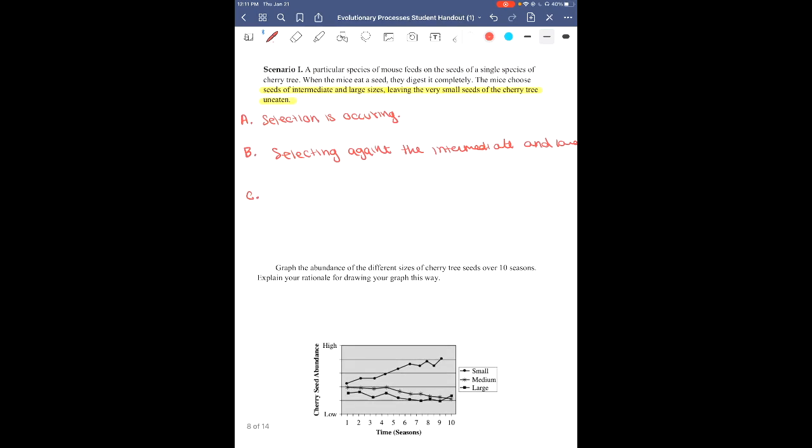Okay, so for part C, we're gonna think about what is gonna happen long term. So if these mice keep eating the intermediate and large sizes and they leave behind the small ones, then over time, are we gonna see in the future generation cherry trees that are gonna produce more small size seeds or big size seeds? Yes, that's correct. They will produce more small size seeds.